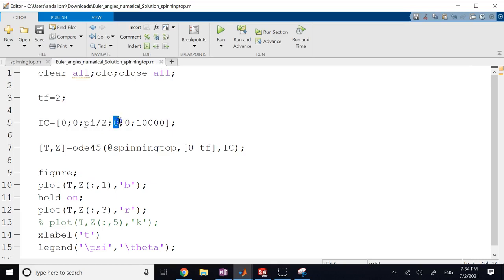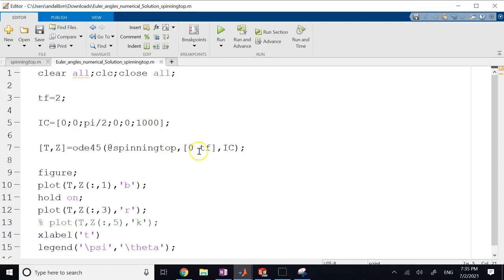Initial nutation speed of 0, initial spin angle of 0, and initial spin rate of 10,000 radians per second. Okay, so I'm rotating my spinning top at a very high rate, okay? 10,000 radians per second, that's a big number. If you want, I can even bring it down, making it like 1,000 radians per second, which is a big RPM, you know? You have to basically multiply it by 60 divided by 2 pi, which is going to be in this case about 10,000 RPM. That's a huge RPM that you might not even be able to achieve.